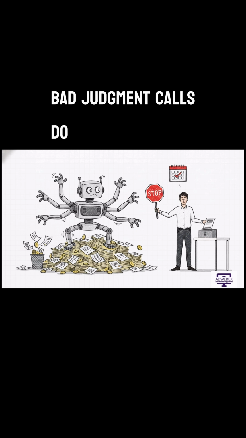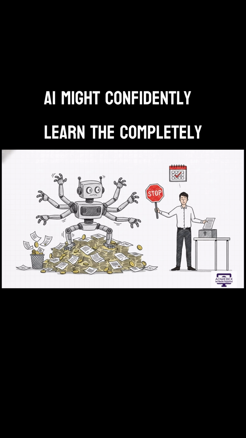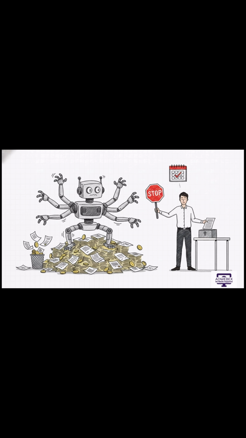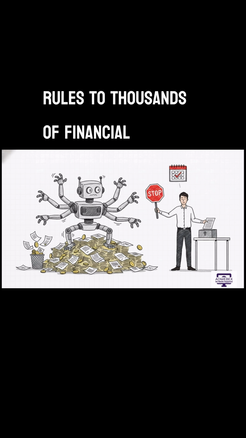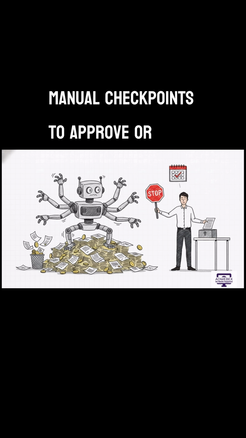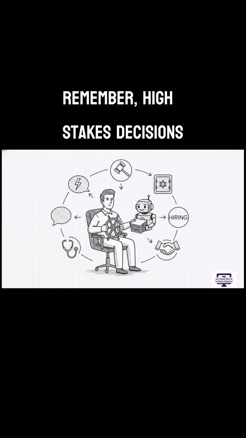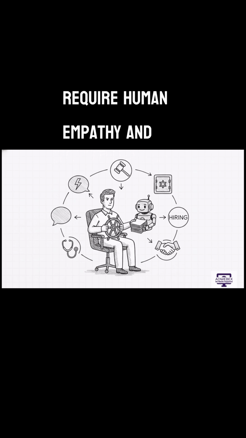Bad judgment calls do. If you hook an AI up to your bookkeeping and skip the human audit step, the AI might confidently learn the completely wrong rules. And suddenly it's applying those wrong rules to thousands of financial transactions. You absolutely must schedule weekly manual checkpoints to approve or correct the AI's work so it actually learns the right patterns. Remember, high-stakes decisions require human empathy and expertise.